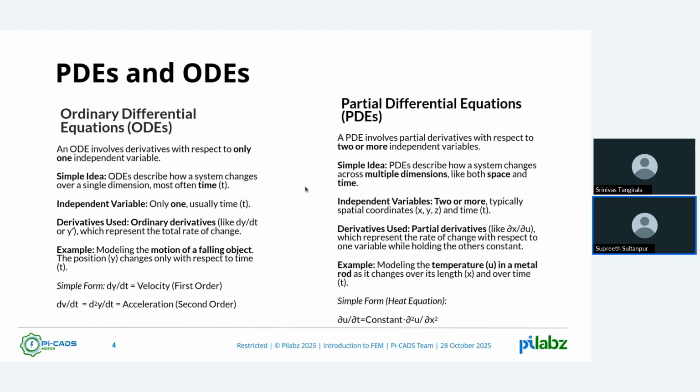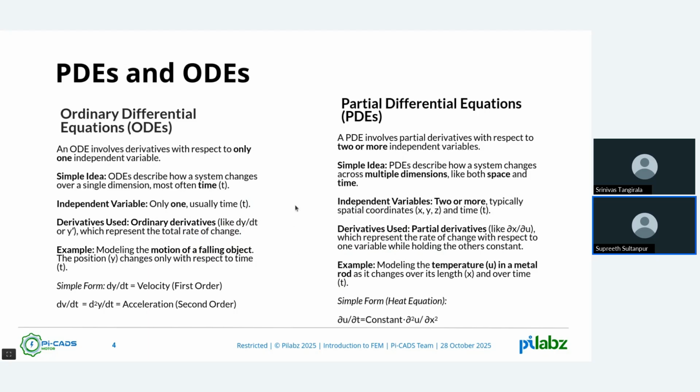If you have an equation where you have only one independent variable, then it's an ODE. If you have multiple independent variables, then it's a PDE. So for example, you can look at the example given here, dy by dt equal to velocity. So y is the position, and position is dependent on velocity. So the higher the velocity, the more your position changes.